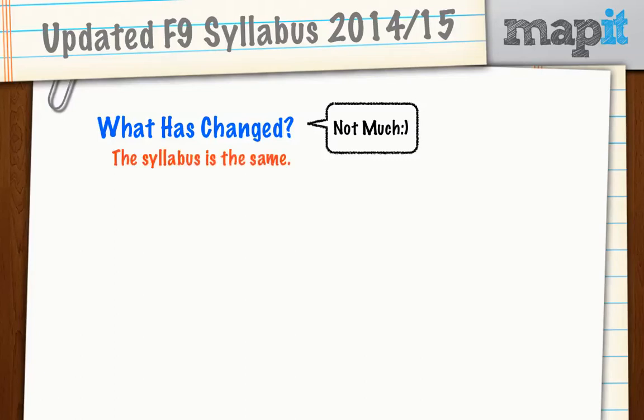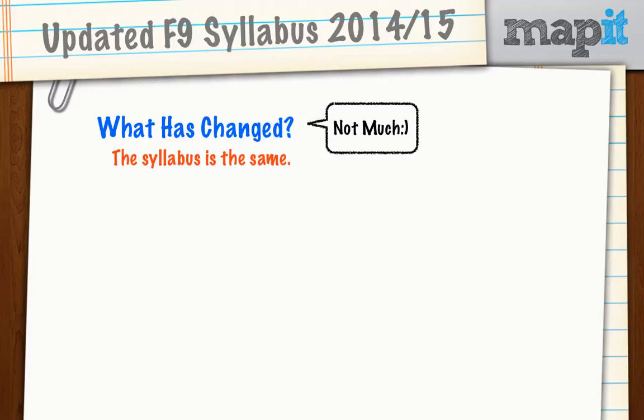Now the syllabus itself is exactly the same. So there are no changes to the syllabus. That's the first thing to note. If you've done the syllabus before and perhaps not got the exam, that's fine because it's the same stuff you need to learn to take the exam the next time. So the syllabus is the same.